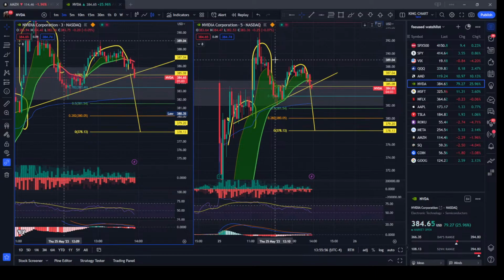And what do we need? Let's see what the contracts look like. Damn, contracts are pretty juiced still. Let's see. 156. All right, I'm looking at NVIDIA 370 puts.